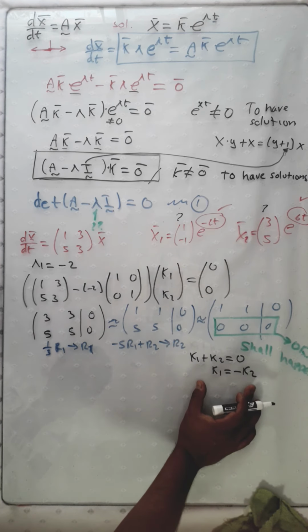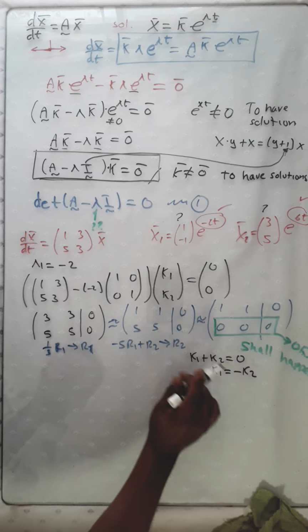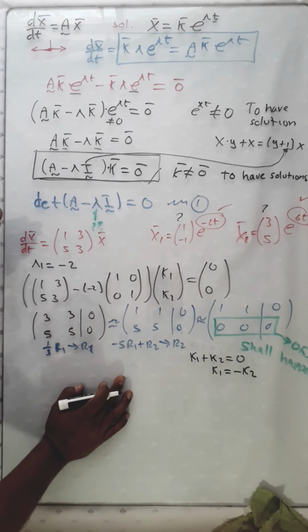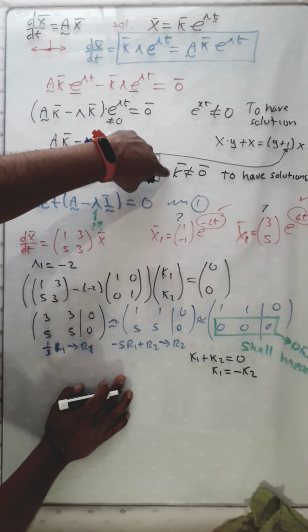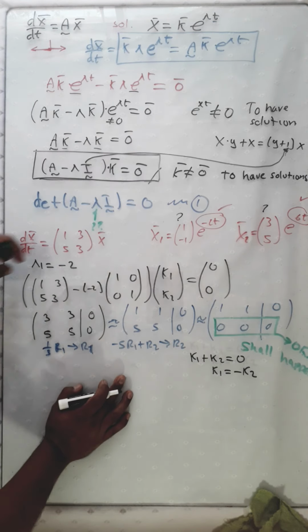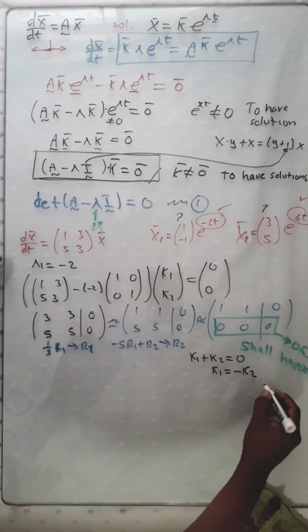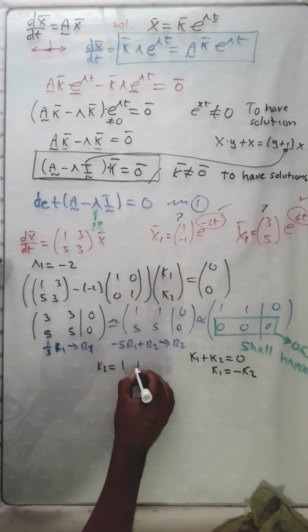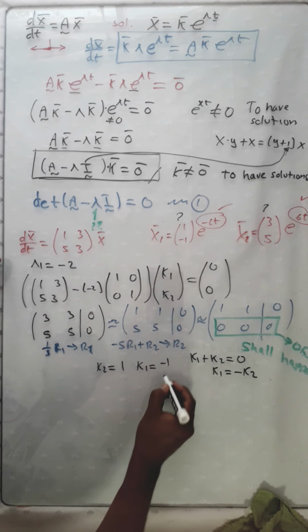And if both numbers are 0, then you have a 0 vector. That means that you have 0 solution, which is not possible. Here you cannot have k vector equal to 0. So let's choose another number. Let's choose k2 is equal to 1. So k1 is equal to minus 1.